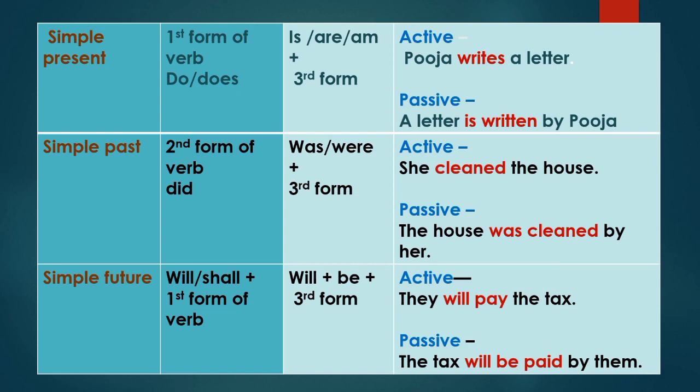When we have to go for the simple future, they will pay the tax. Subject, will, first form, and then object. Then we will convert it into a continuous form of future tense. Likewise, the tax will be paid by them.